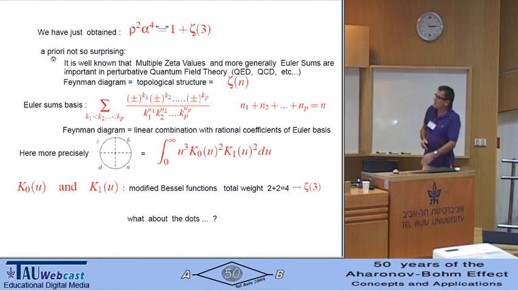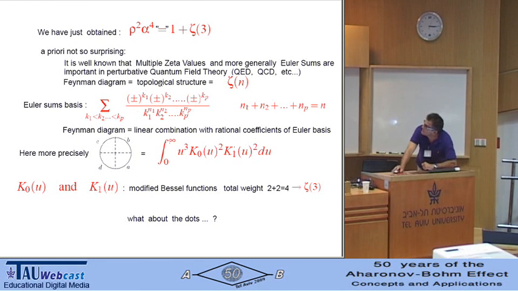This is not surprising a priori, because it is well known in quantum field theory, QED, QCD, etc., that if you do perturbative analysis, Feynman diagrams should be expressed in terms of zeta functions. And the general idea is that a given Feynman diagram has a topological structure, which might be complicated, and from the topological structure, you can guess that you should find, if you compute it, something which depends on zeta of n. So in fact, I am talking about multiple zeta values, and more generally Euler sums, which are generalization of zeta of n, with the same total n.